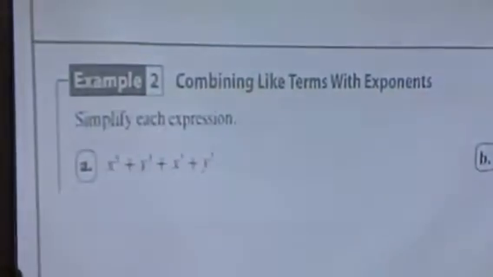Let's go here. Alright, I've got x to the fifth plus y to the third, plus x to the fifth plus y to the third. I'm going to underline things that are like terms and then put a box around other things that are like terms. I see I've got two things that say x to the fifth. Now, I'm going to combine those, x to the fifth plus x to the fifth. What does that give me?